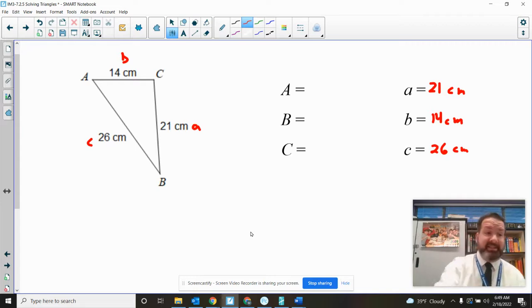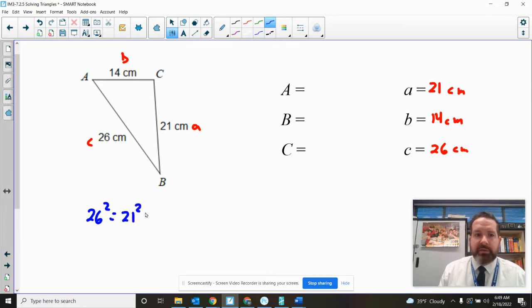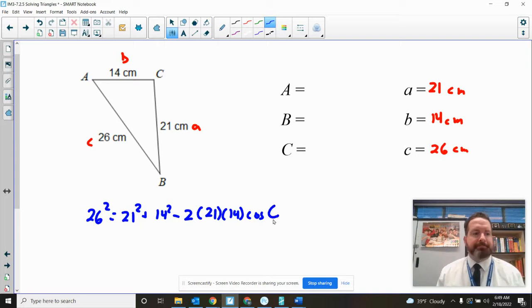Just to be consistent with the letters we have in our law of cosines, I'm going to solve for angle C. So let's put in what we know. That means little c squared equals a squared plus b squared minus 2ab cosine C. Okay, so 26 squared.